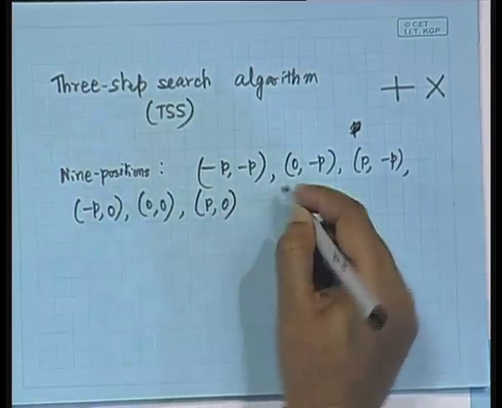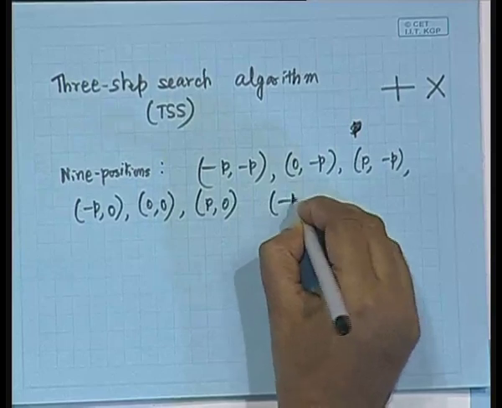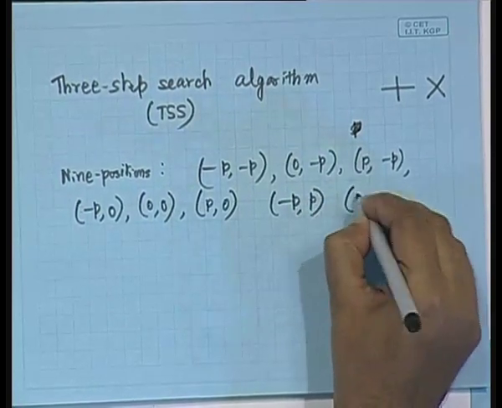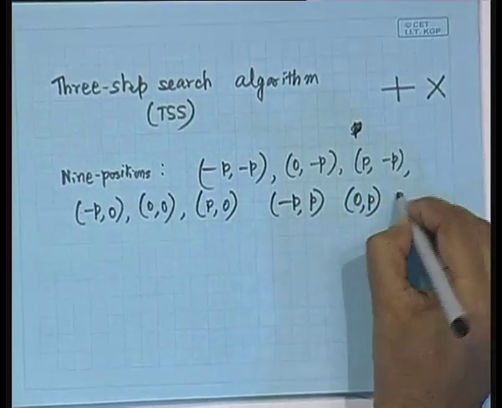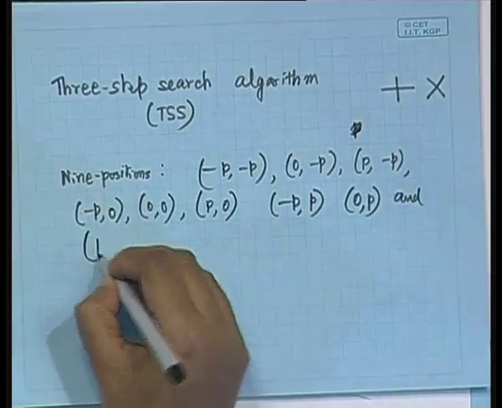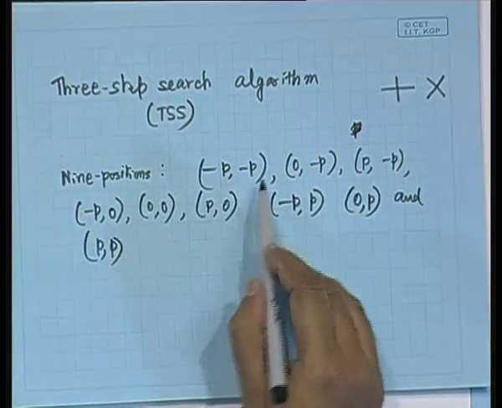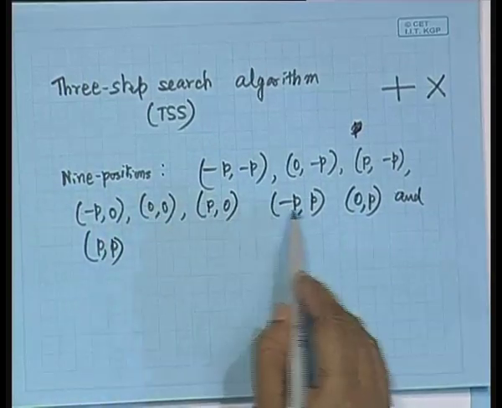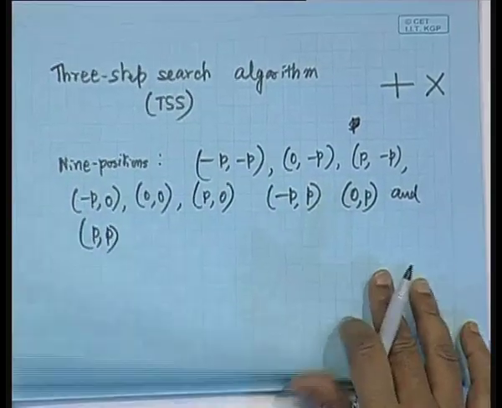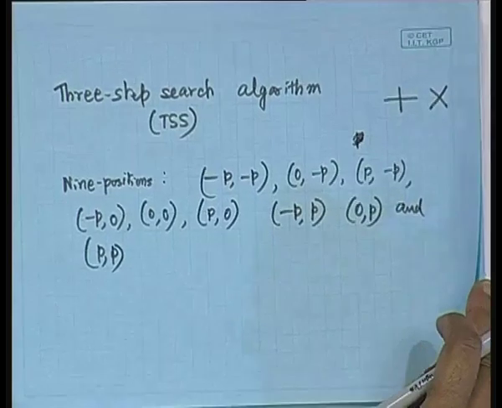minus p 0, 0 0, p 0, minus p p, 0 p, and p p. These are the 9 coordinate positions: 1, 2, 3, 4, 5, 6, 7, 8, 9. Now, I mean, just pictorially will be better.